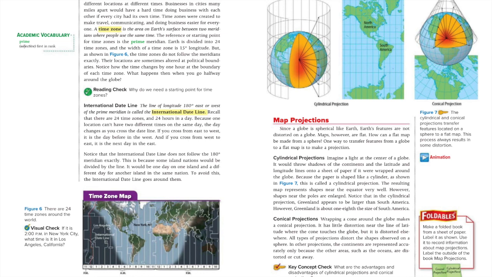My dogs are crazy. So, the last thing that we can determine when we're using maps are time zones.